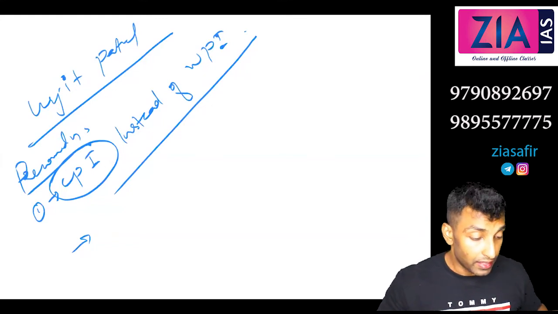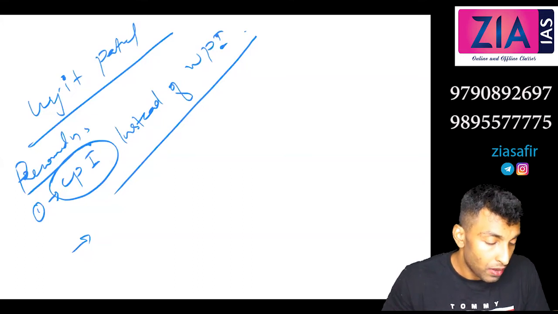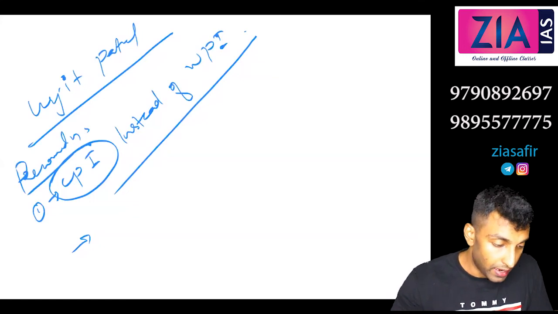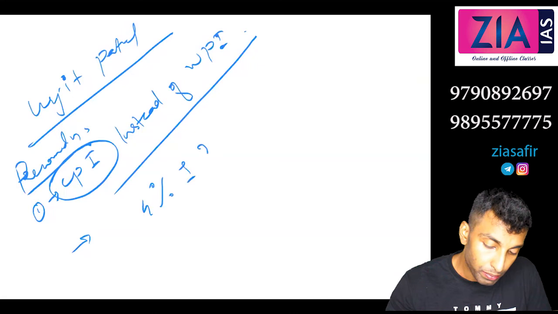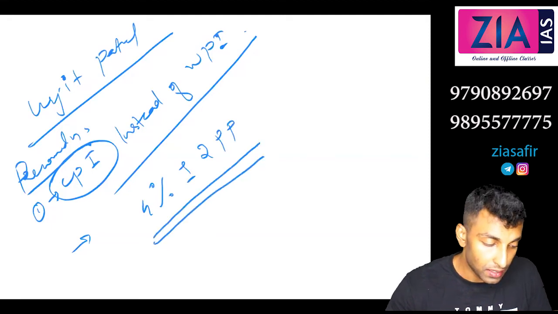Next, thereafter, this point is important, continuation. Thereafter, inflation should be maintained at 4% with a band of plus or minus 2 percentage points.